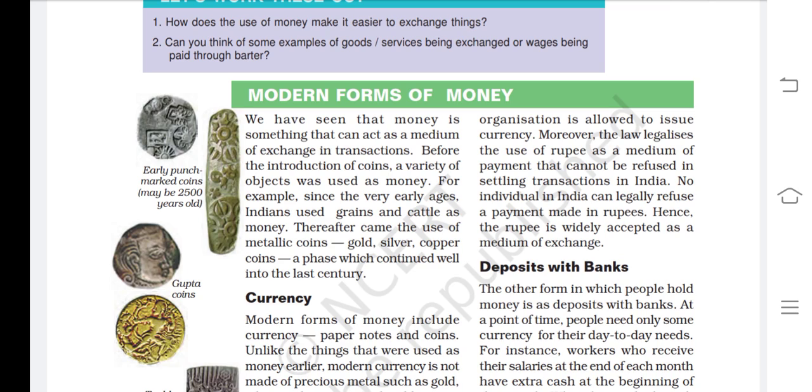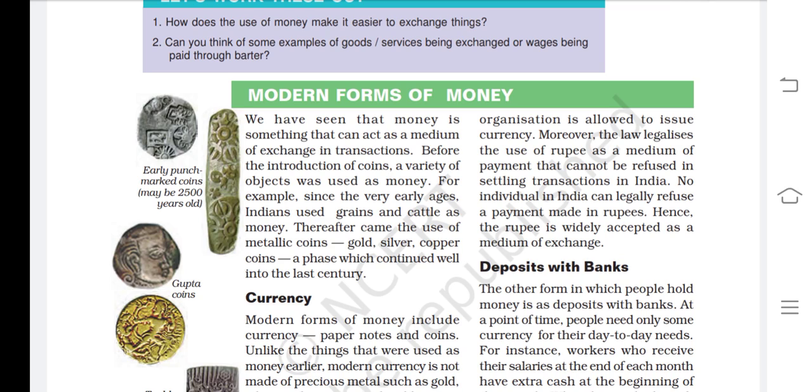In the early ages, Indians used grains and cattle as money. Okay, means in the early ages, in the ancient time, when the farmers or the people wanted to buy something, what did they do? They exchanged their grains and cattle in use of money. Thereafter came the use of metallic coins, gold, silver, copper coins, a phase which continued well into the last century.